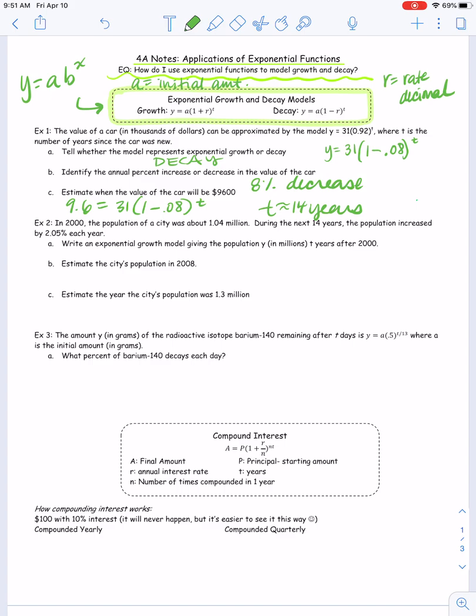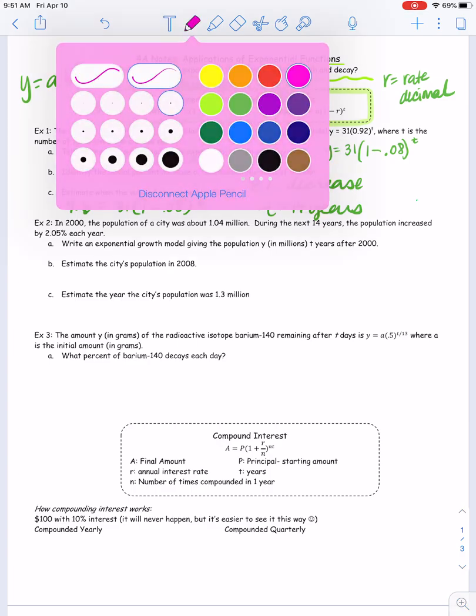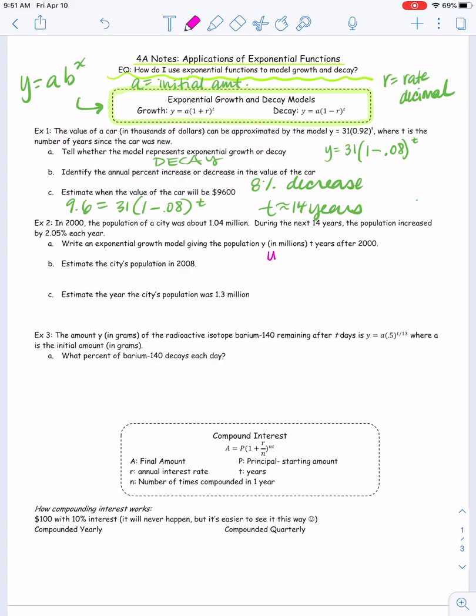So what is our initial amount? What is the population of the city in the year 2000? Well, that's 1.04 million. How would we write that? Well, y is going to give us our initial amount of 1.04 million times, we know that this is a growth model, so we're going to write it in the form of 1 plus some number raised to the t value. What is that number? How much is it growing each year?